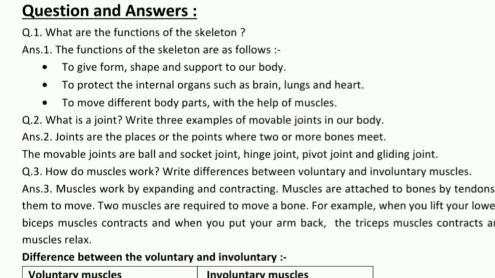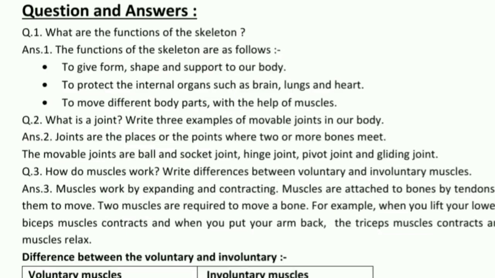Questions and answers. What are the functions of the skeleton? The functions of the skeleton are as follows: to give form, shape, and support to our body, to protect the internal organs such as brain, lungs, and heart, to move different body parts with the help of muscles. So this is the answer number 1, and you have to write it in your copy.